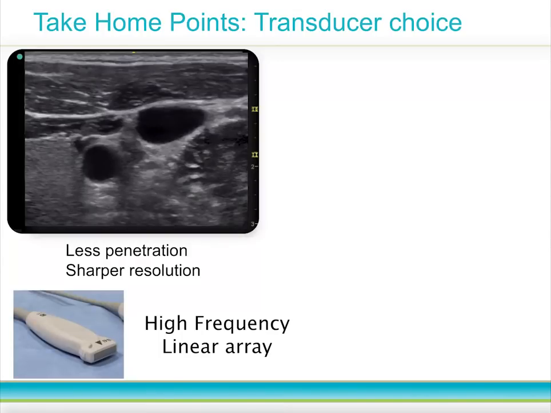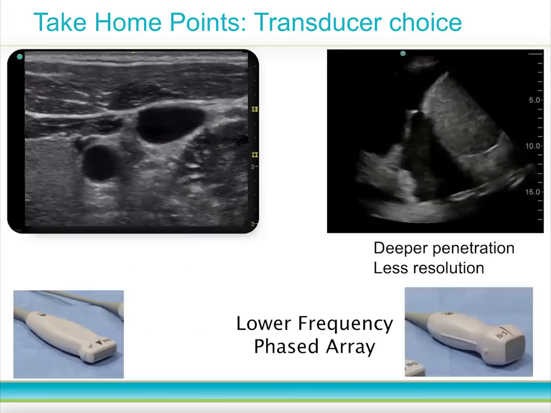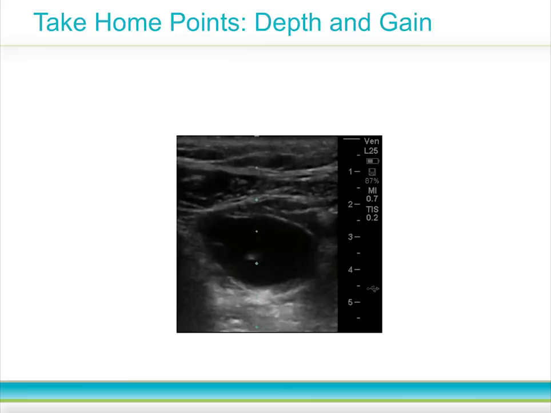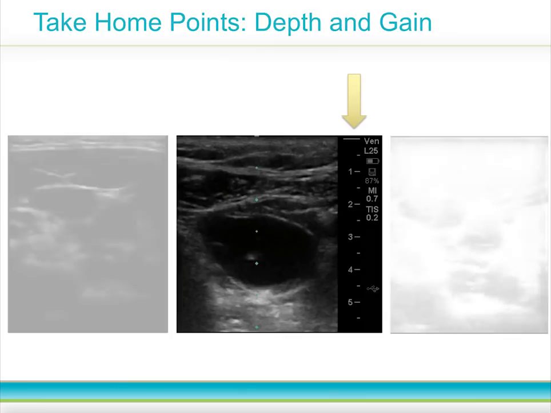The high-frequency linear array transducer is the best choice for most vascular ultrasound when you want a sharp, shallow picture. A lower-frequency phased array sector transducer is better for chest and cardiac exams when you need to visualize deeper structures, and will suffice for abdominal exams as well if you don't have access to a curvilinear transducer. Remember to optimize your image on every exam by adjusting depth and gain. We'll show you how in the next module.